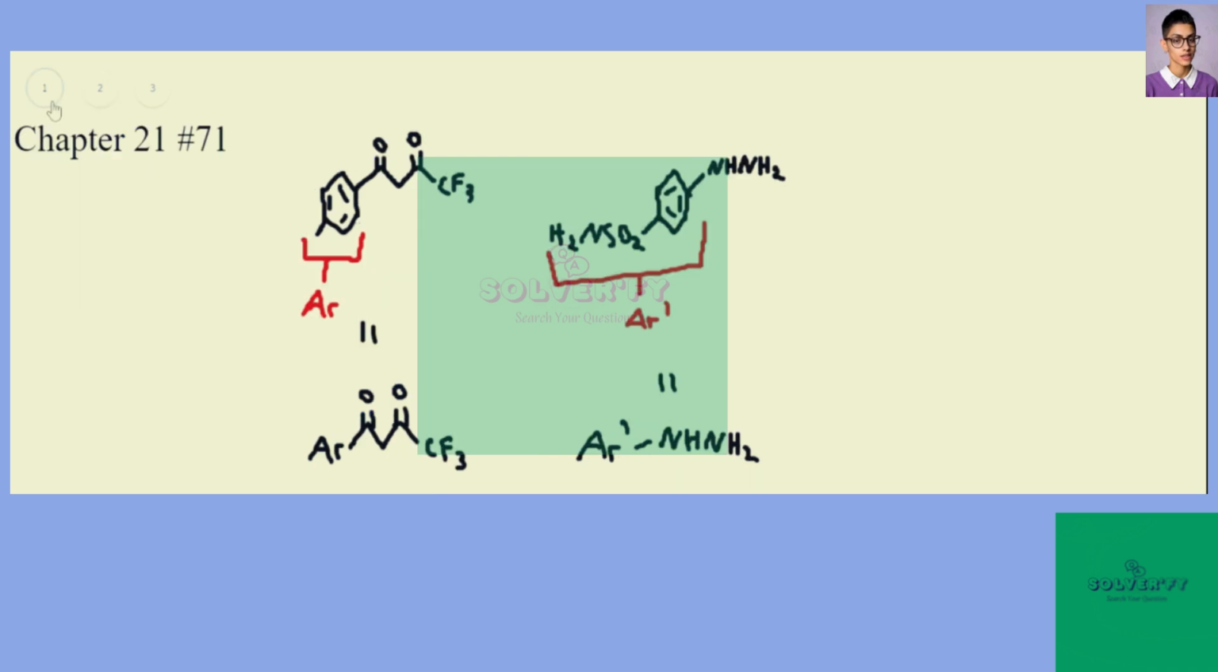Okay, and again, here on page 1, these are the abbreviations that I used. It's pretty common to see AR. It stands for aryl, so it's used to represent a large part of a molecule that involves an aromatic ring. And that's the answer to Chapter 21, problem number 71.